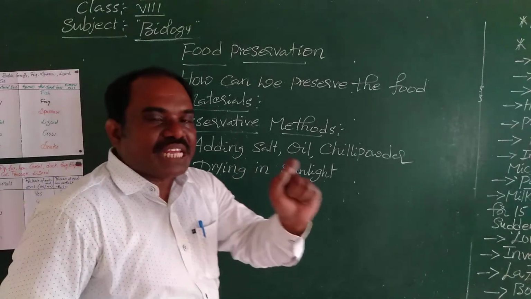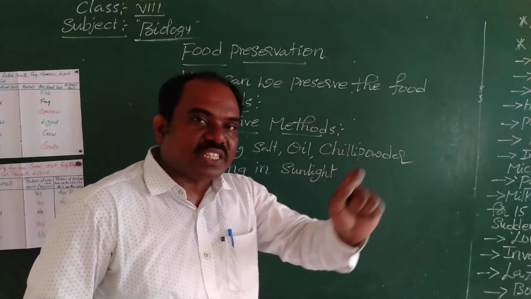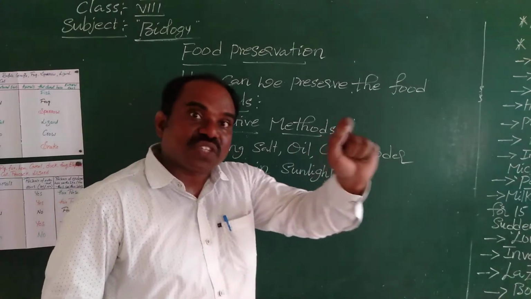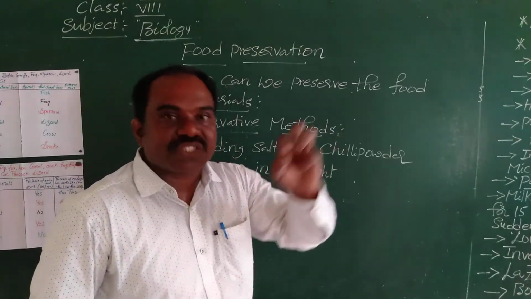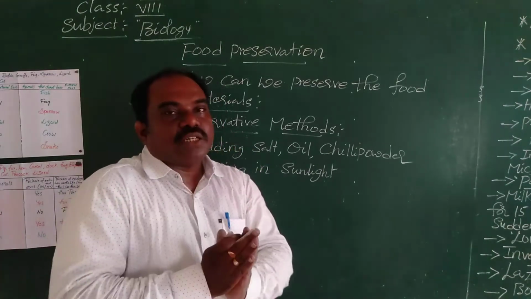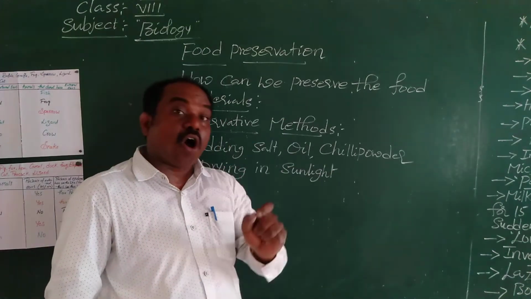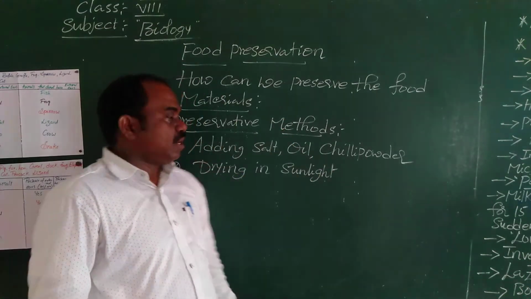Some of the food materials can be dried in sunlight. For example, vegetable slices, fruit slices, fishes, etc. You know that microbes can grow in moist places or places with water content.